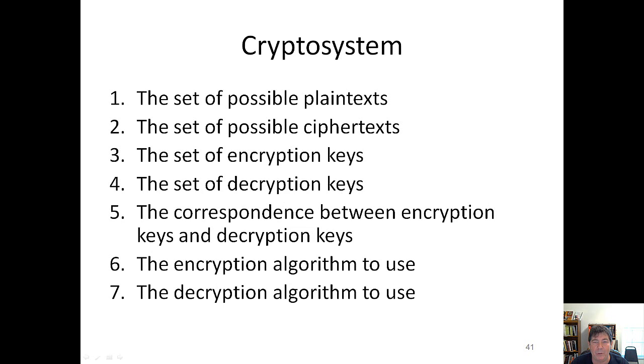So these are the different components of a cryptosystem: the set of all possible plaintexts, the set of all possible ciphertexts, the set of encryption keys, the set of decryption keys, the correspondence between encryption keys and decryption keys, the encryption algorithm to use, and the decryption algorithm to use.